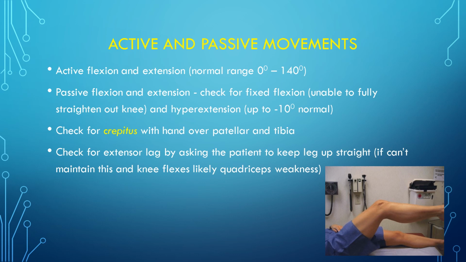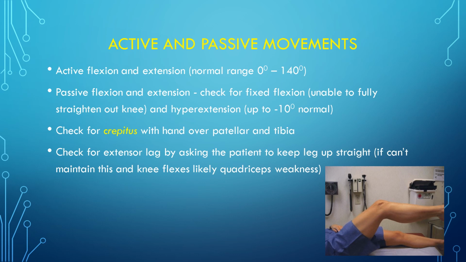So then we get to the movements. You want to ask the patient in a supine position to actively flex the knee to the full extent they can and fully extend the knee. Normal range is from 0 to 140 degrees. Now you're going to get involved in passive flexion and see if you can move the knee any further. You want to also just check if it's fixed flexion, if you can fully extend the knee or not. And particularly with younger people, there may be some degree of hyperextension. Up to minus 10 degrees is normal, but beyond that, that is unusual.